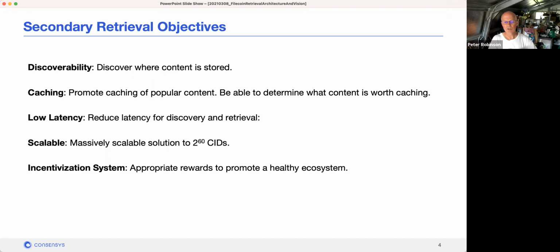So the vision for Filecoin is to be able to store 2 to the 60 CIDs. And so that's not overall bytes, that's CIDs, where each CID is a piece CID relating to a whole stack of content. And so you've got, 2 to the 60 is a big number, and it's more information than it's going to fit on one server or in one system. We're also looking at an incentivized system, so you need to have a way of promoting a healthy ecosystem by rewards and also penalties for bad behavior.